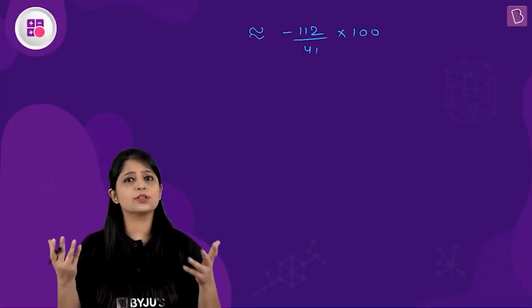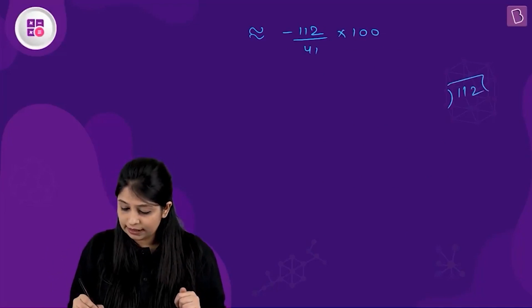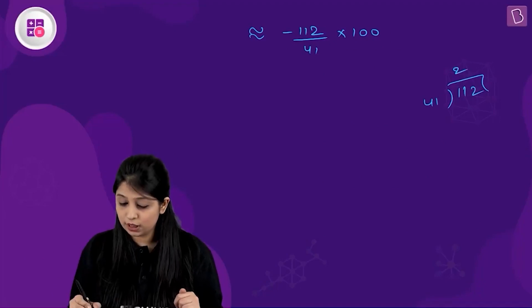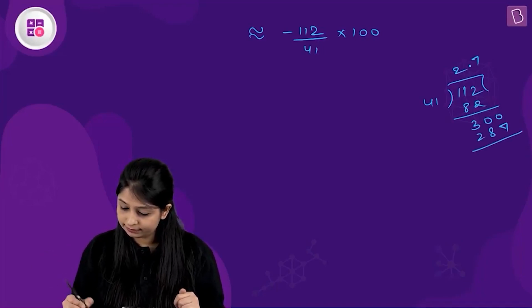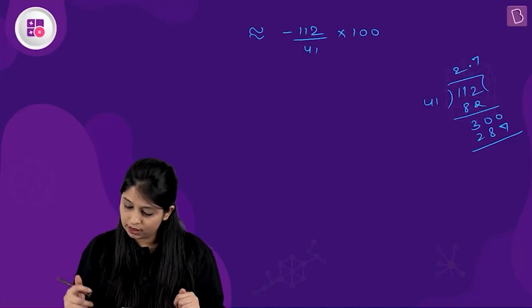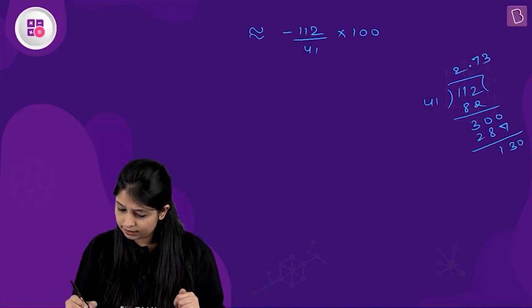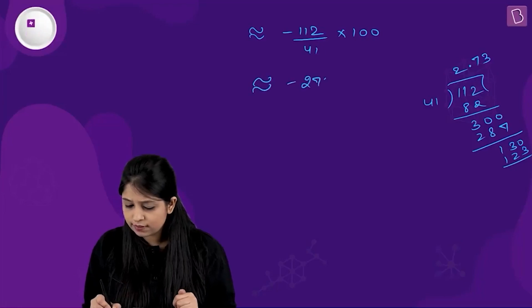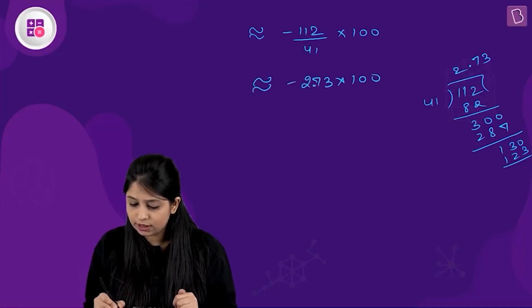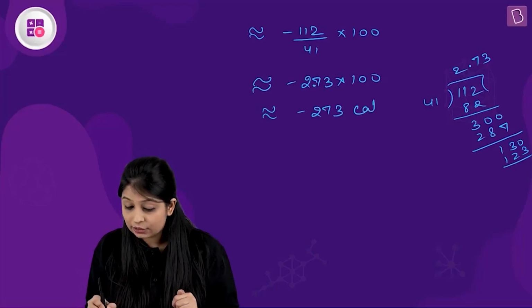So what do we have to do? We just have to divide 112 by 41. Let's do that. Pretty easy. 41 2s are 82. This is 30. Decimal 300. 7s are 287. This will be 3. 130. So this is 3 and this is 123. I think we are good here. So we get minus 2.73 into 100, which comes out to be approximately minus 273 calories.